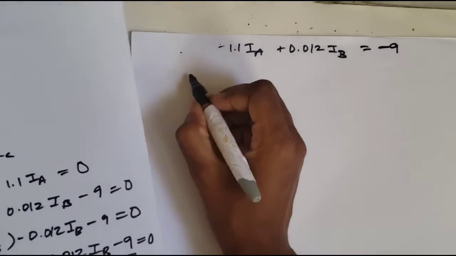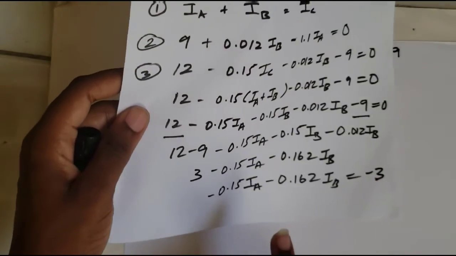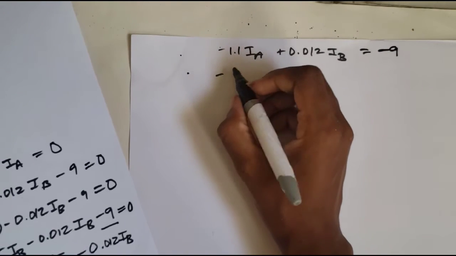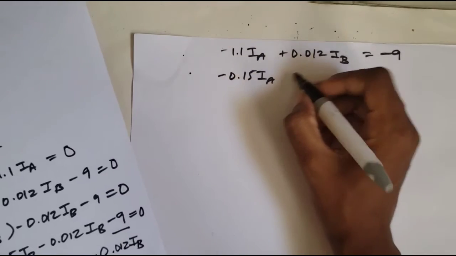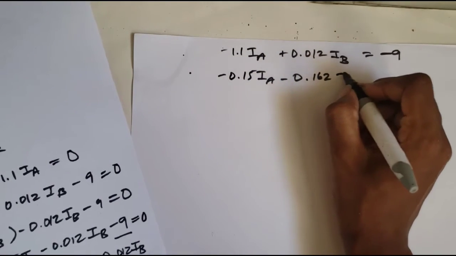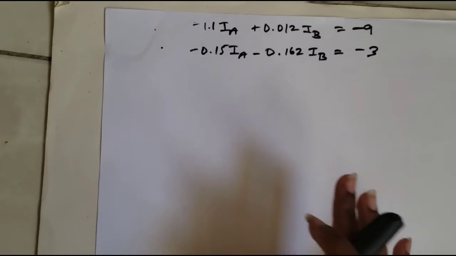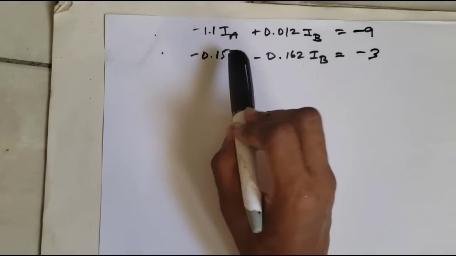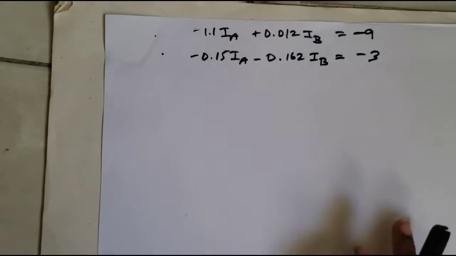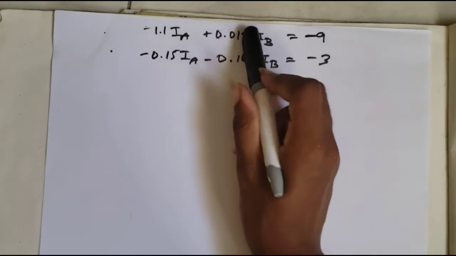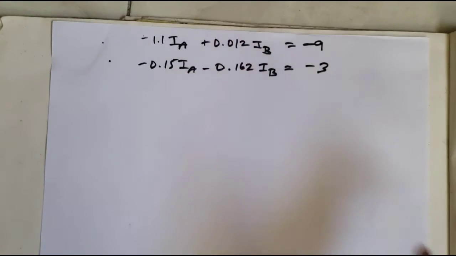And then our second loop, the normal equation that we had gotten was this. So I can just write it back. So this was negative 0.15 IE minus 0.162 IB equals negative 3, right? Of course, this is a bit of a weirdish looking equation because normally they don't give decimals. So in this case, as usual, I look for the smallest numbers or the most digestible numbers, if you want to call it that. These look the best to use.